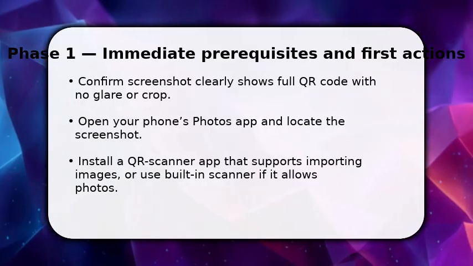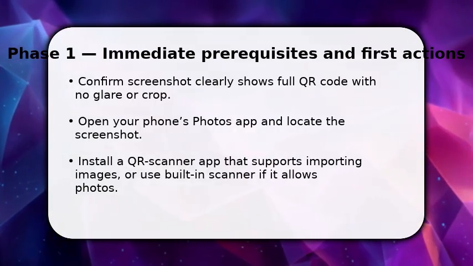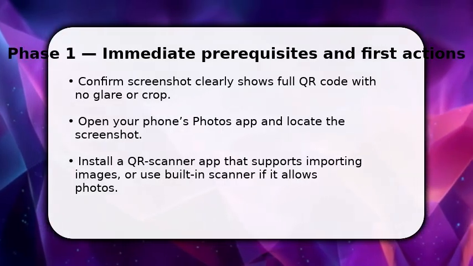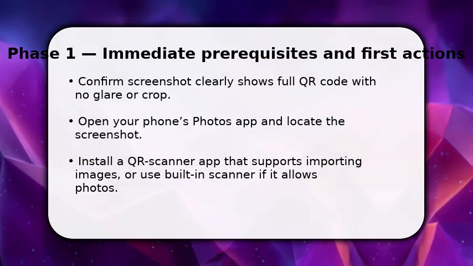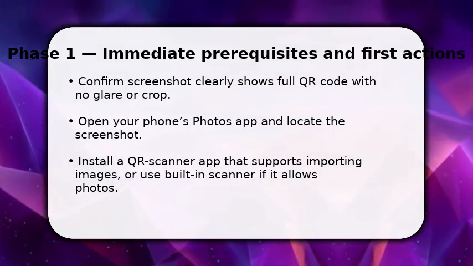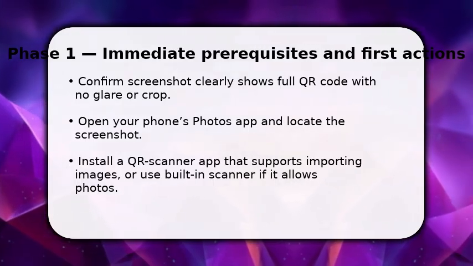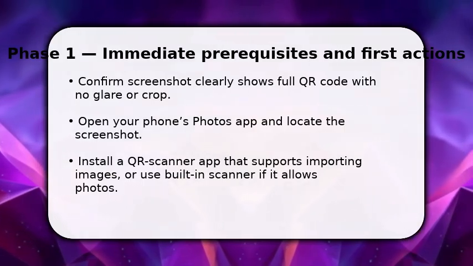You start by getting a clean image. Open the screenshot so the entire QR sits centered and sharp. Once done, make sure you have an app that imports images. Stock scanners sometimes lack this feature. If your phone's camera app recognizes QR from photos, use that. Otherwise, download a lightweight QR scanner that explicitly supports import from gallery. You need that import function because you will feed the screenshot directly. This is the essential first move.